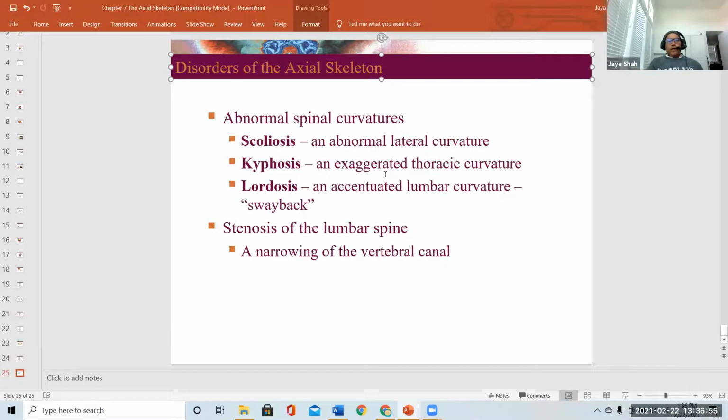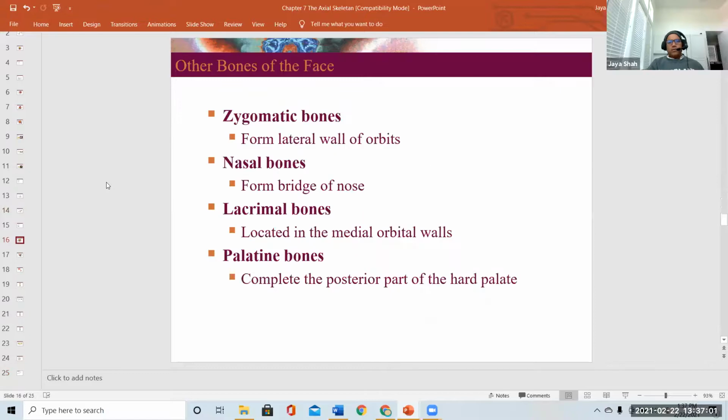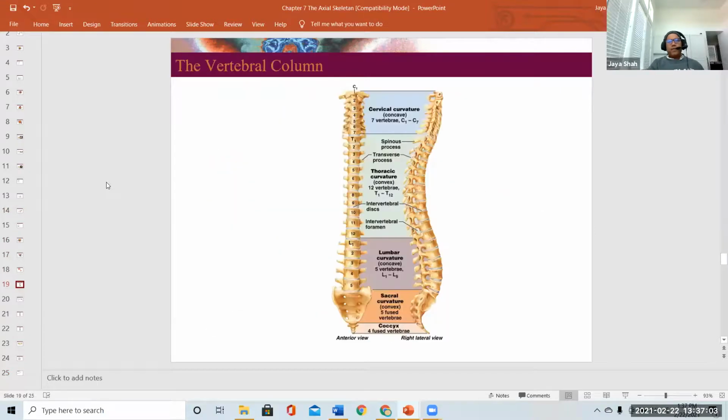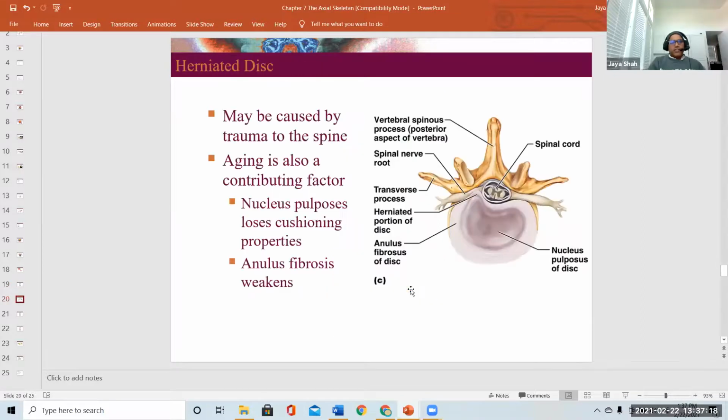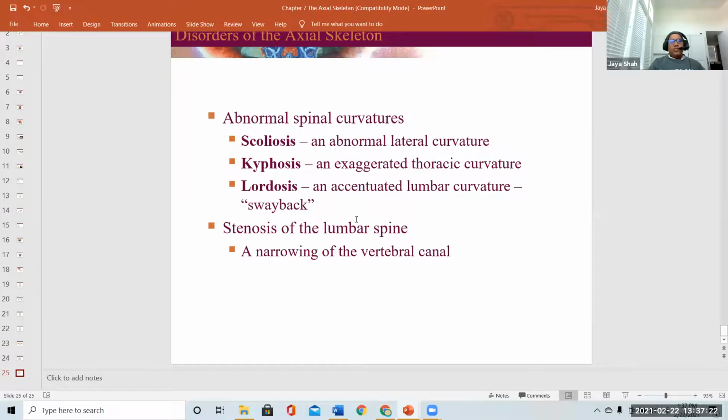So if you go back and check here, you see the thoracic curvature here is slightly convex posteriorly. If it is more, then that is called kyphosis. That's called hunchback. And lordosis is accentuation of lumbar curvature.